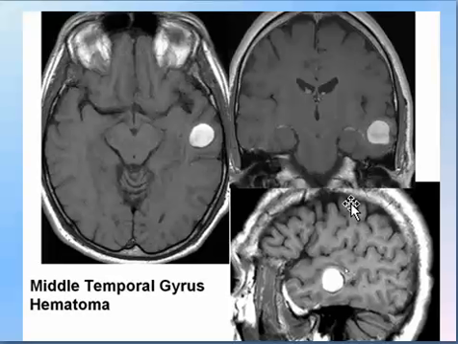This is an anterior and middle opercula, and here is the middle temporal gyrus. Of course, this is a hematoma. Middle temporal gyrus. This is the superior temporal gyrus, the middle temporal gyrus, and this is the inferior temporal gyrus.